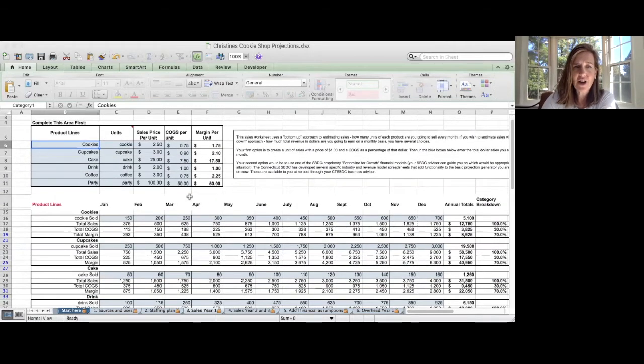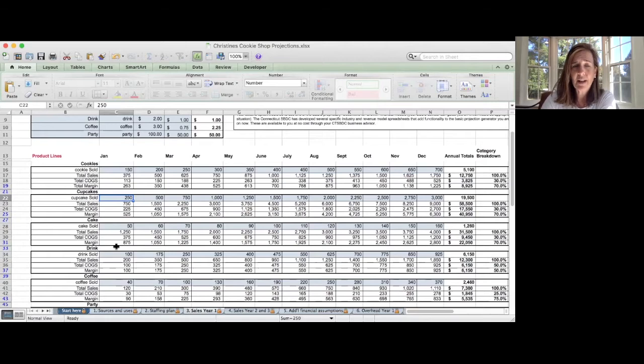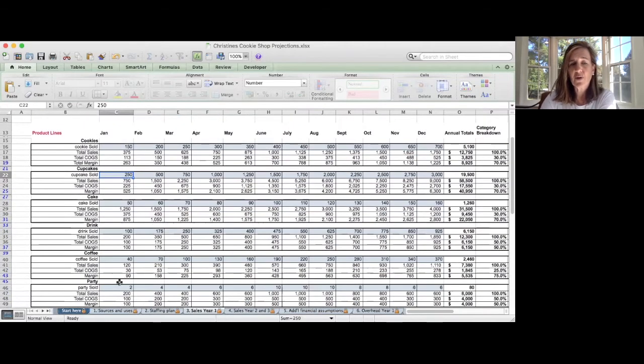Now looking down, for each of my product lines, I've created a sort of demand curve starting in January, 150 cookies for the month. So very simple, new business. People don't know about me. If I'm open 30 days, I think I'm going to sell 5 cookies a day, slightly more cupcakes. And then I assumed a percentage of the people coming in for cookies and cupcakes would buy drinks and coffee. And then I think I'm going to start with 2 parties a month and grow from there. And as we discussed, the model will calculate the total revenue and the margins.